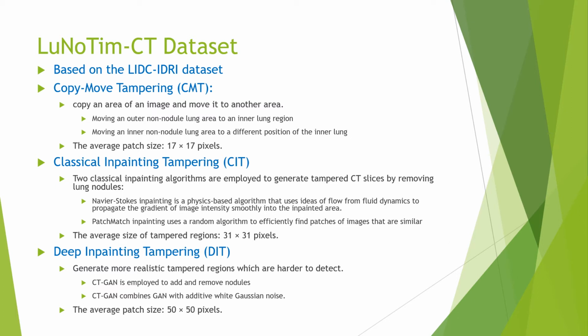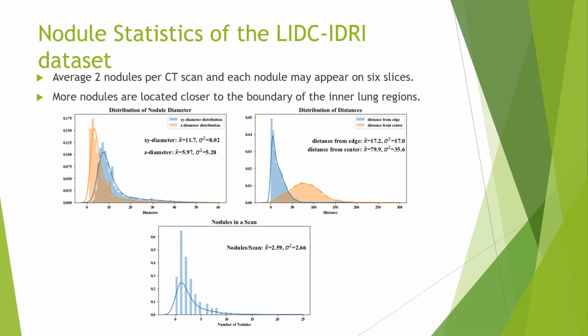Our dataset contains all three different types of tampering that we introduced earlier on in this presentation: copy-move tampering, classical inpainting tampering, and deep inpainting. We calculate the statistics of nodule size, location, and the number of successive slices a nodule appears in the LIDC-IDRI dataset to guide our dataset generation. This lets our generated scans be as realistic as possible.